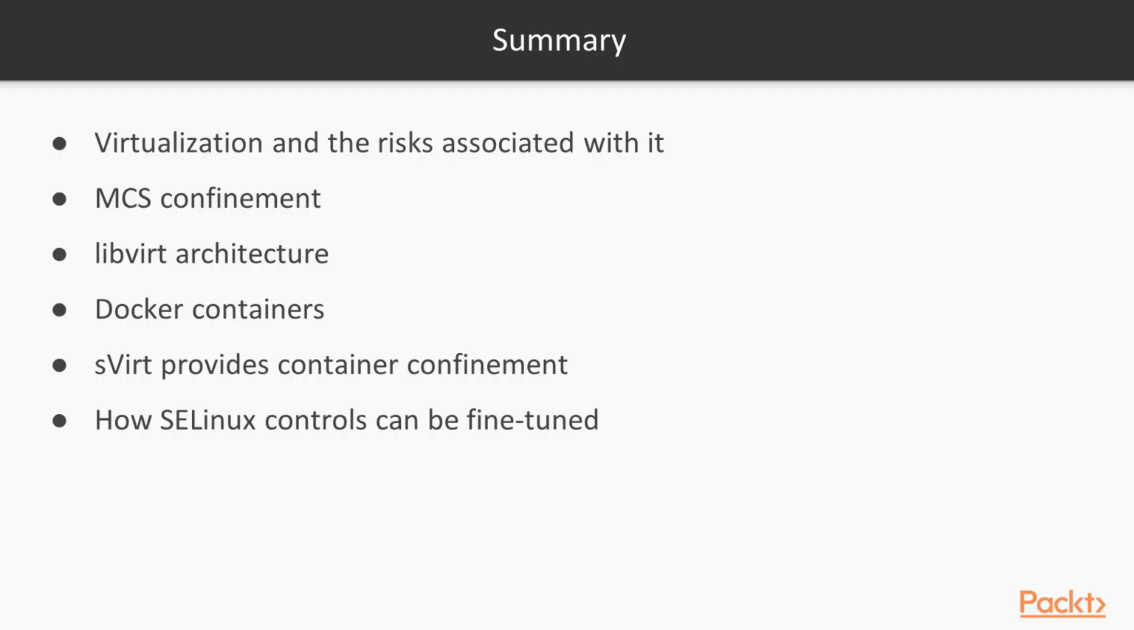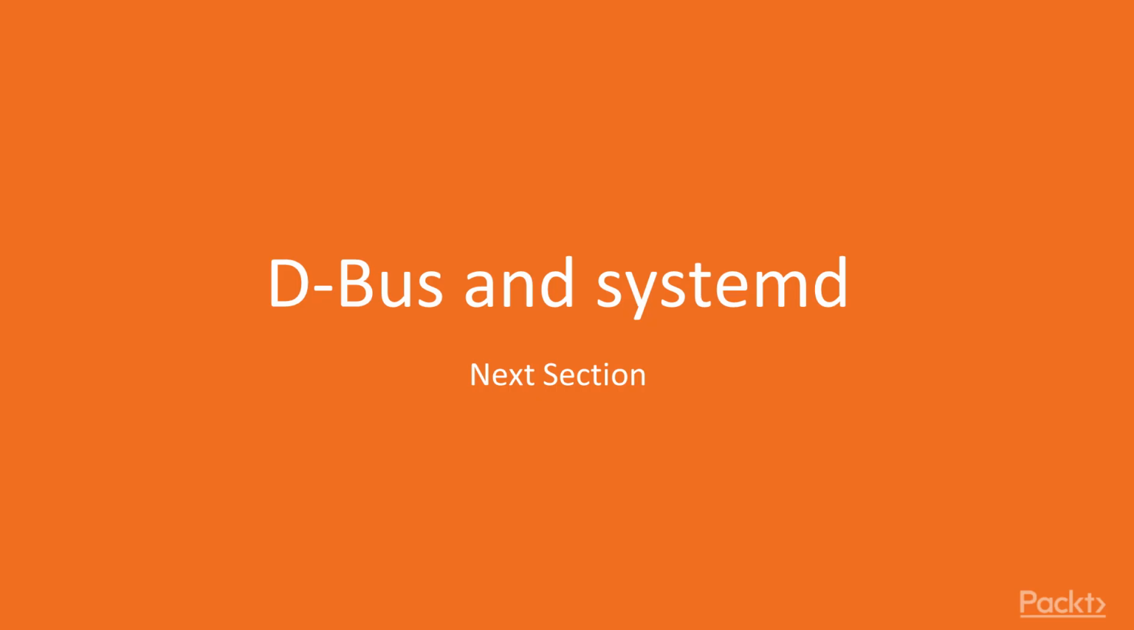In this section, we looked at virtualization and the risks associated with it. Also, we had a look at MCS confinement. Next, we covered the libvirt architecture. Finally, we looked at Docker, a popular container technology, and how here too sVirt can provide container confinement both from an access control approach as well as isolation. Here too we looked at how the various SELinux controls can be fine-tuned by administrators, ranging from defining the domain label of a container up to volume-mounted SELinux labeling. In the next section, we'll look at another pair of SELinux-aware technologies, D-Bus and systemd.